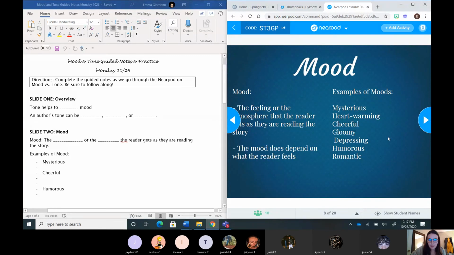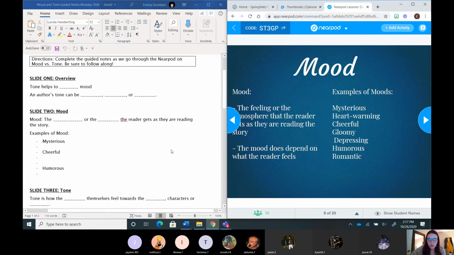I did put some examples that I want you to put onto your note sheet as well. I put a few in there so you didn't have to write them all down. These aren't the only examples of mood, just some. So mysterious, a story could make you feel it could be a heartwarming story, cheerful, gloomy, depressing, humorous, romantic, the way you are made to feel as the reader.